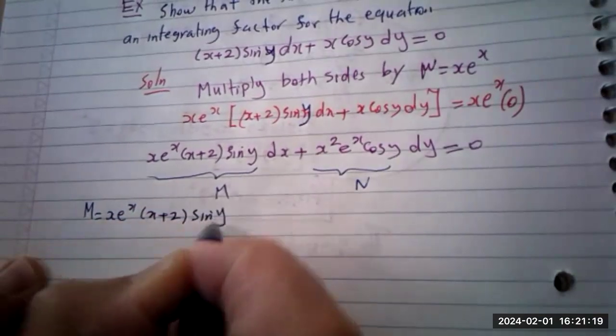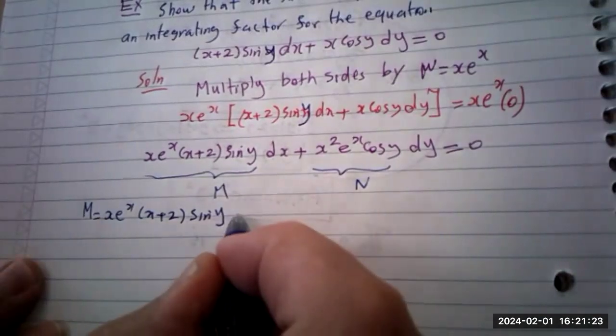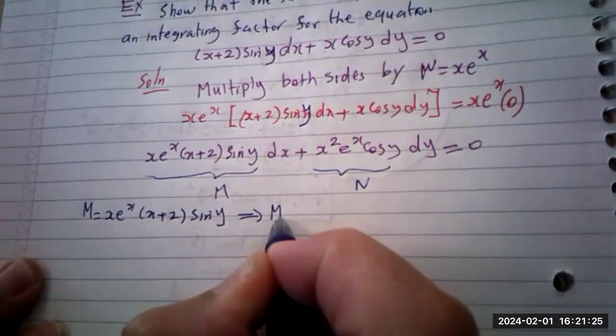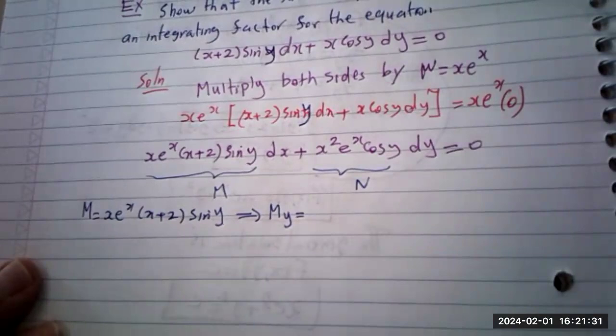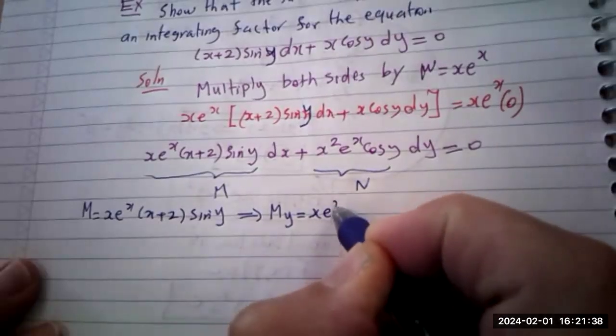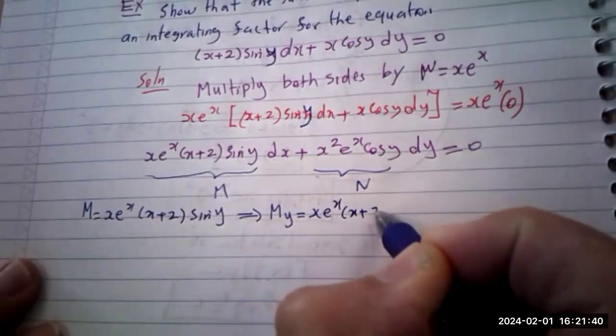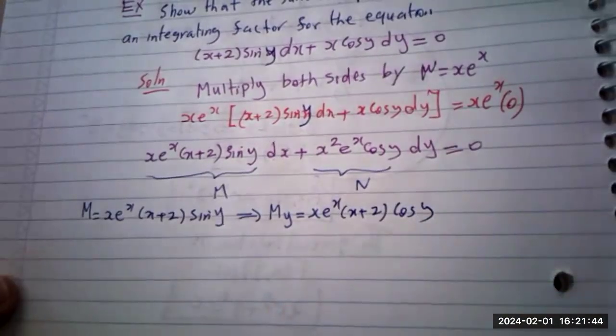See, this is m. You know that in case of the m, you find the derivative with respect to y. The only y that you have is sine y. Derivative of sine y would be cosine y. Everything else is a coefficient, a factor. So the result would be x e to the x times x plus 2 cosine of y. That's m sub y. Any question?